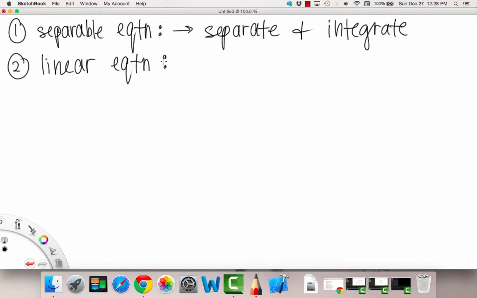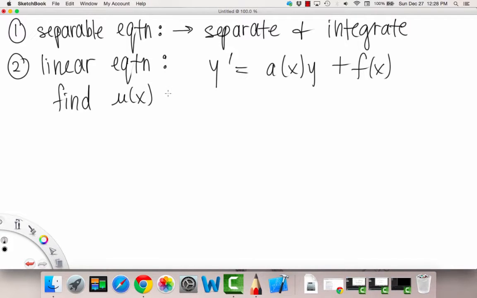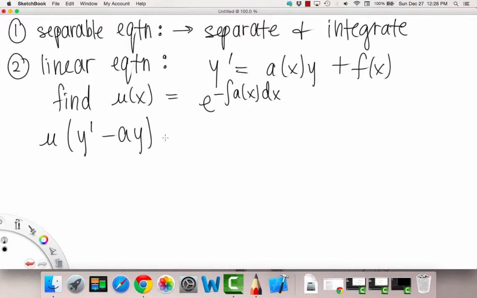So linear equation, for those, we have something that looks like y prime is equal to a of x times y plus f of x or something like that. Okay. Then you just find our integrating factor here, which would be a mu of x in this case, which is equal to e to the negative integral of a(x) dx, okay? And then you just multiply that on both sides, so we get mu times (y prime minus a times y) is equal to mu f. This is equal to the following, okay?